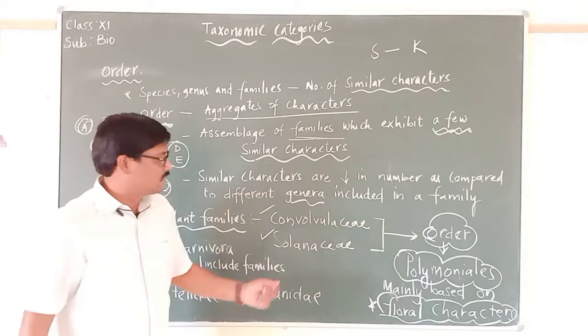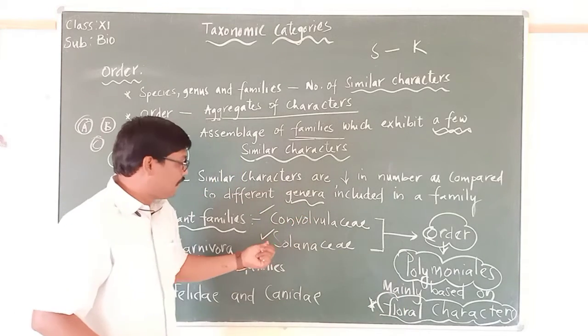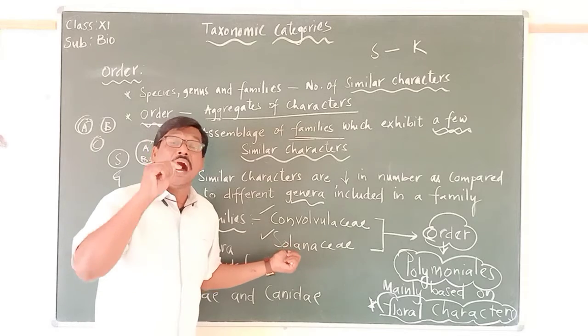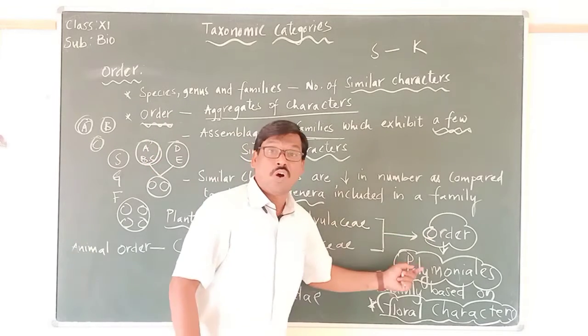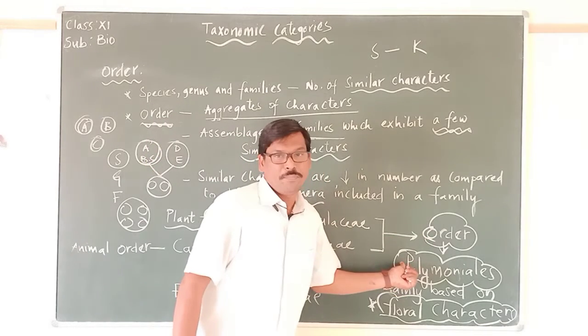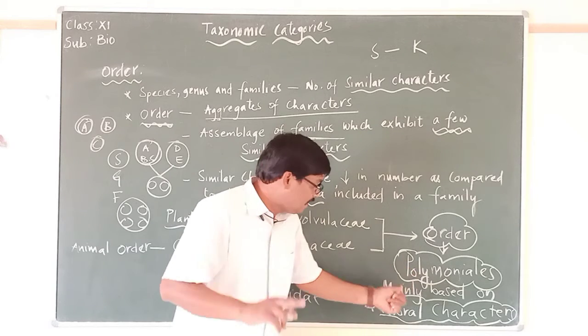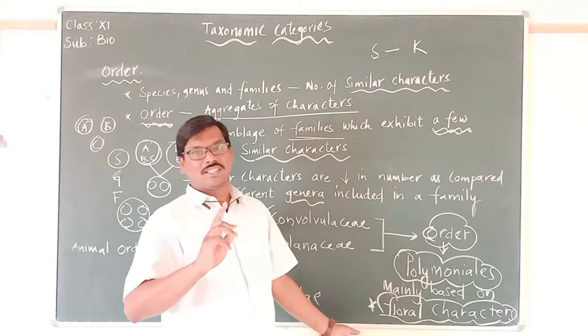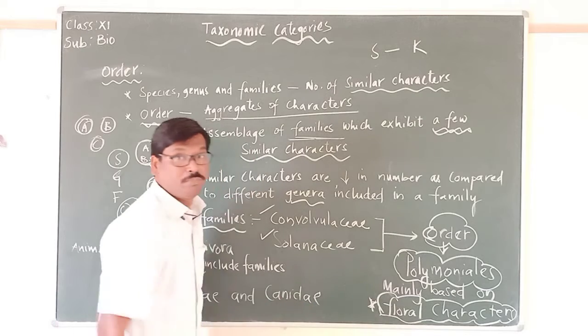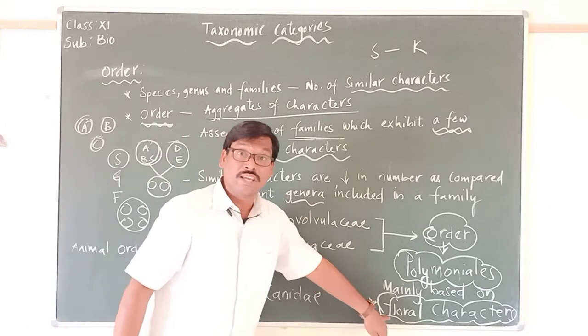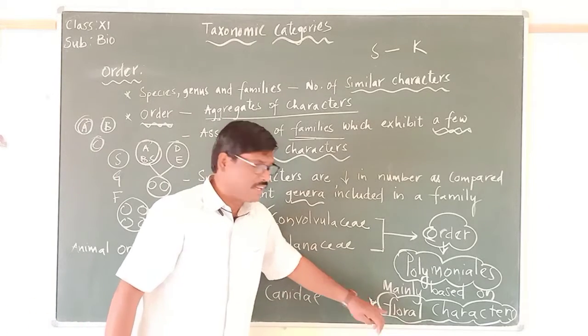Okay, please remember this. Convolvulaceae family and Solanaceae family are placed in an order called as polynomials based upon mainly upon what? The floral characteristics. Very important point for your objective part also. Okay, based upon the floral characteristics. This is a very important point.